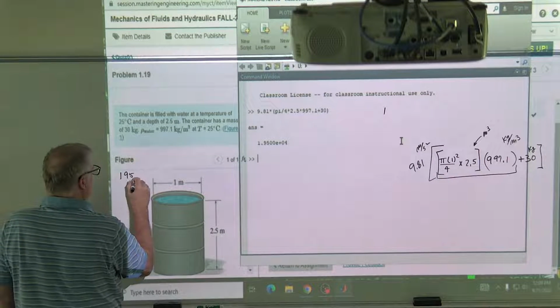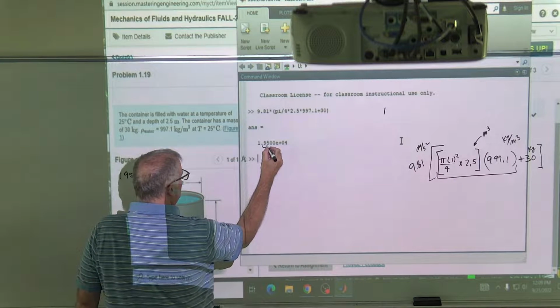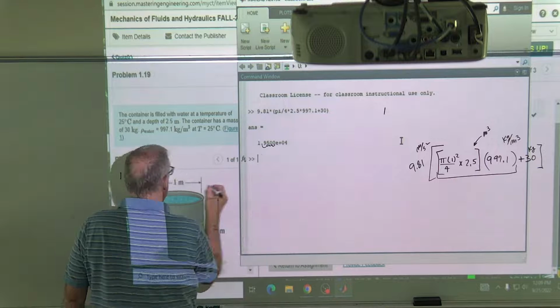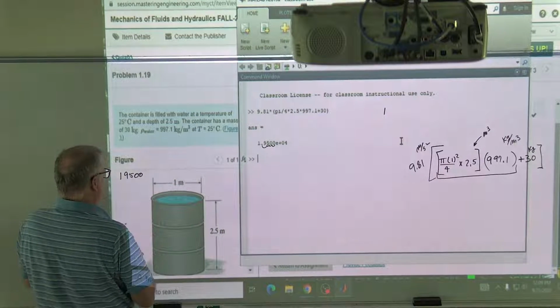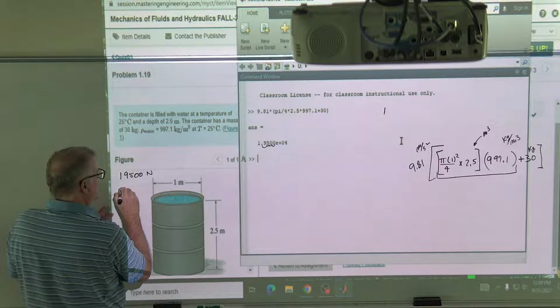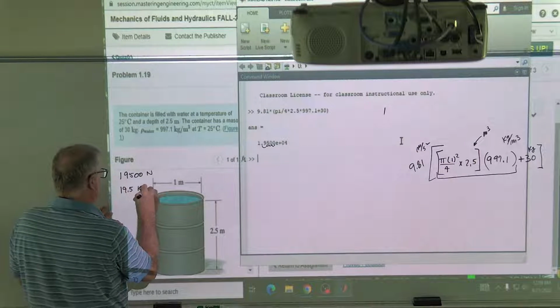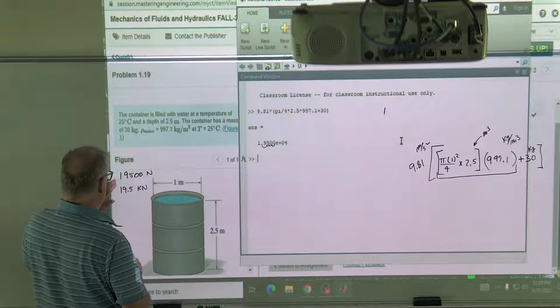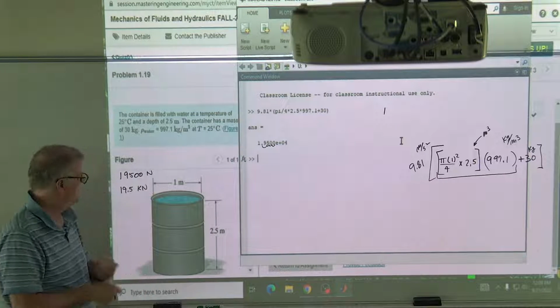So this says 1, here, I'll write it over here. 9.5. Okay, wait a minute. Say 1, 2, 3, 4. 19500. The question is going to be Newton, or is he going to want 19.5 kilonewton? Yeah, that's another problem I have. So does it want?